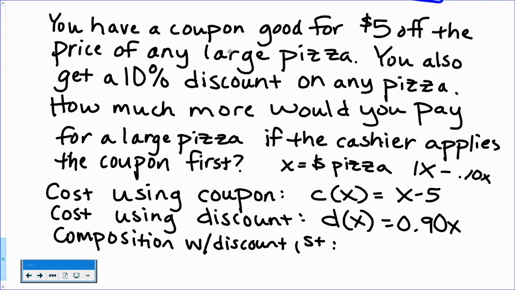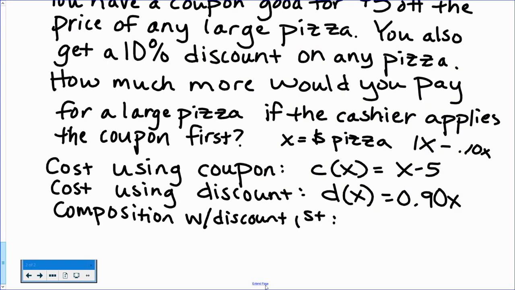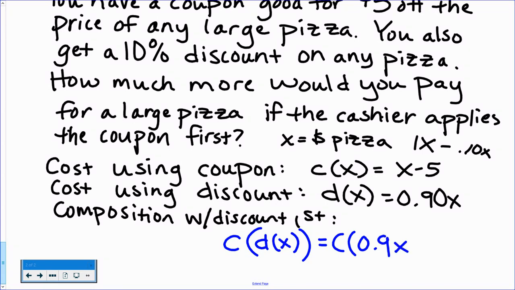So what that would mean is that I'm going to apply the discount first. So the discount will be on the inside of the cost function. So I'm taking the discount function, which is 0.9, I'll just use 0.9x. I must replace the input in the cost function. So that would be 0.9x minus 5.